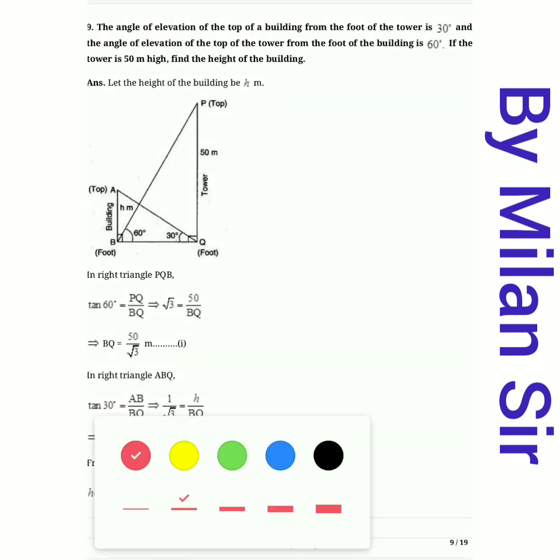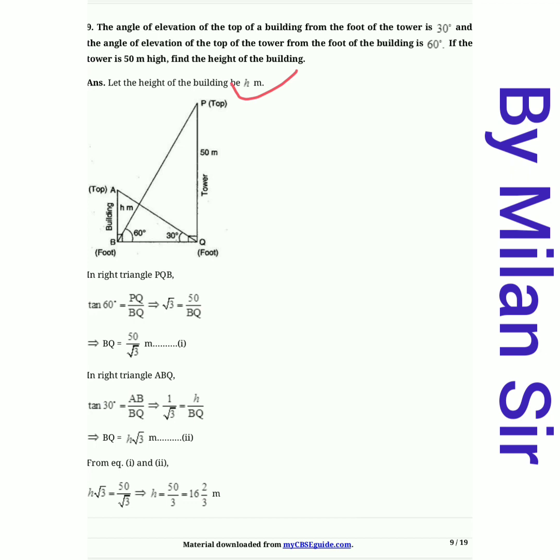Question number 9. The angle of elevation of the top of a building from the foot of a tower is 30 degree, and the angle of elevation of the top of a tower from the foot of the building is 60 degree. If the tower is 50 meter high, find the height of the building. First of all, here two things are present, that is one building and one tower. Okay, so we draw one building and one tower.